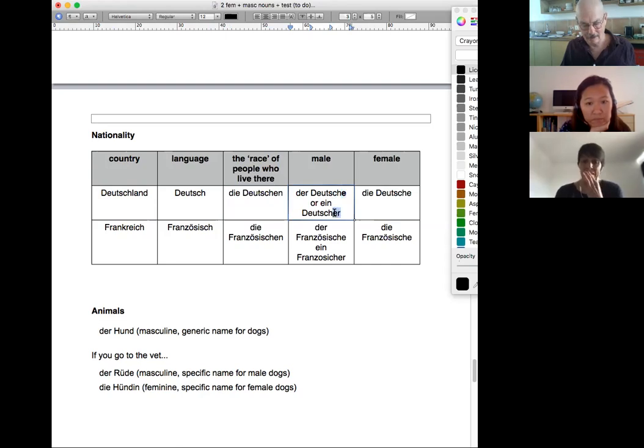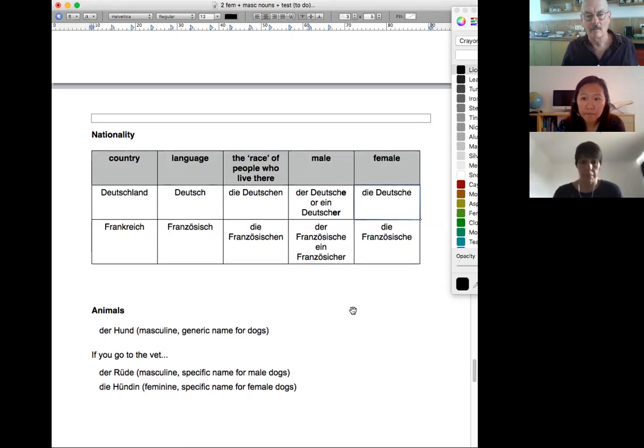That you're declining the adjective here from the strong grid, ein Deutscher, but der Deutsche, der Französische, ein Französischer. But it doesn't matter for feminine. It's easy. It's just die Deutsche, die Französische.